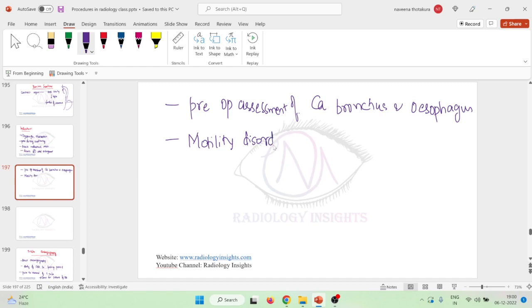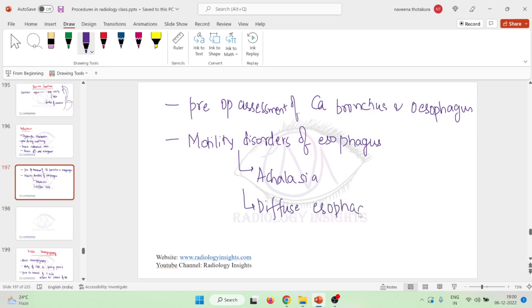There are some motility disorders of the esophagus where the barium swallow is an absolute must, to know the peristalsis and to diagnose the motility disorder. So we can use this barium swallow for achalasia cardia. It is also used for diffuse esophageal spasm and also in motility disorders like scleroderma.